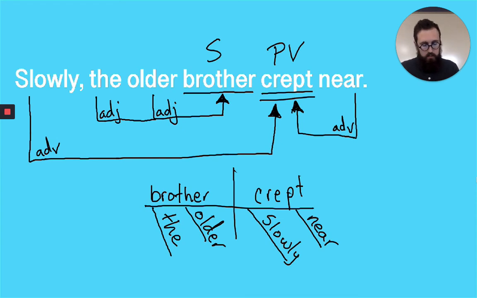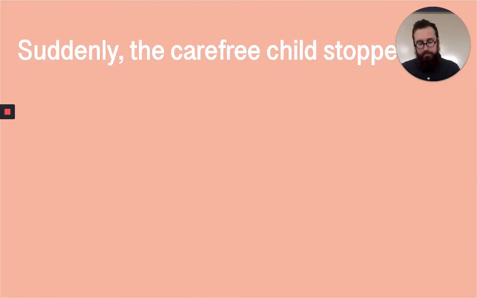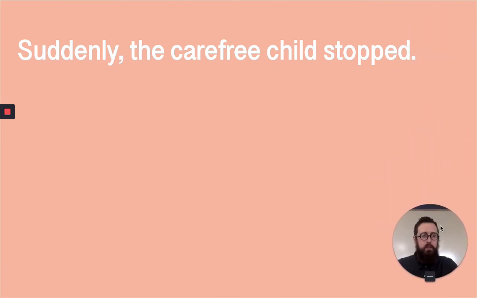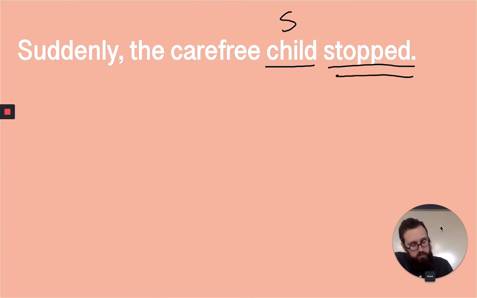Let's go ahead and take a look at one more. Suddenly, the carefree child stopped. And let me move myself out of the way. I'm always getting in the way. All right, there we are. Suddenly, the carefree child stopped. So this sentence is about child. So this is my subject. What did the child do? Stopped. So that's my predicate verb.